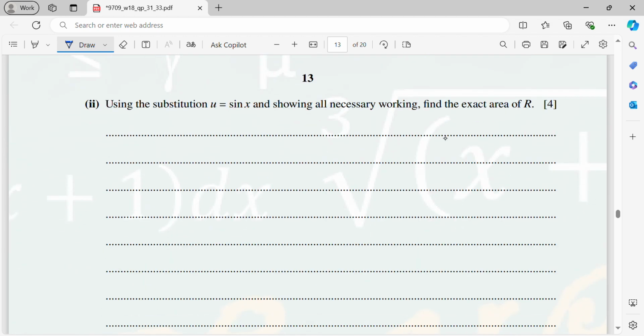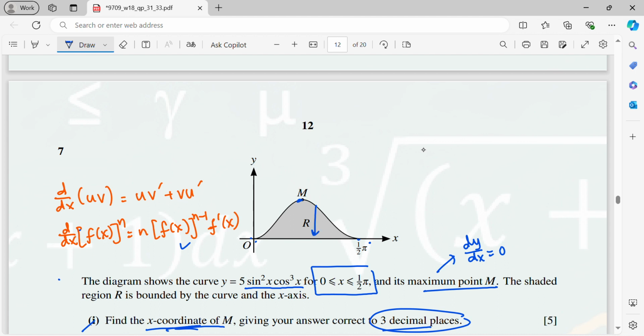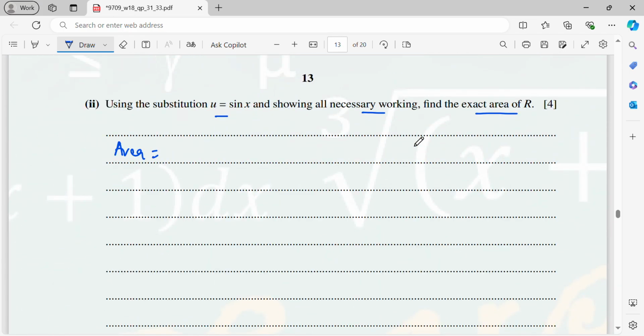Okay, now next part, using the substitution u equals to sine x and show all necessary working, find the exact area of R. So for area, go back to the graph. Because the region is towards the x-axis, therefore area is basically integrate y dx, from 0 until half pi. Okay, so now copy this as the y. So then I will be getting area equals to integrate from 0 to half pi 5 sine square x cos cube x dx. And now given u is sine x.